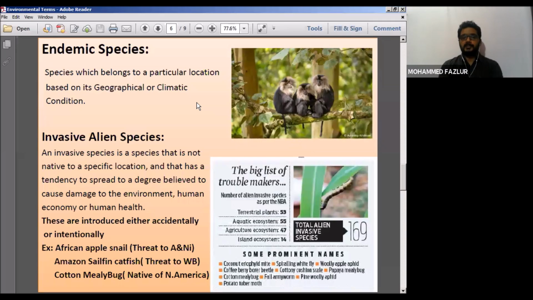Invasive species is a species that is not native to the specific location. Native to the specific location means endemic species.